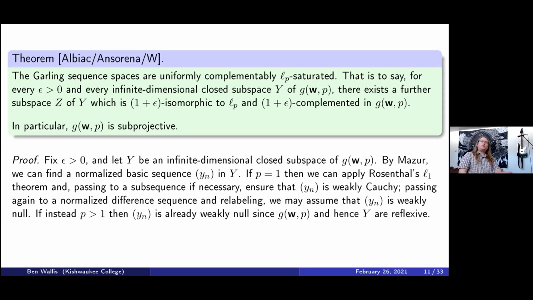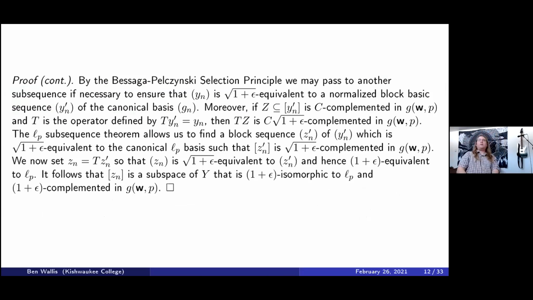In the case where p is greater than 1, well, we don't care because it's reflexive, so every basic sequence is automatically weakly null. So we get this weakly null sequence here. And so by Bessaga-Pelczynski, we can pass to some other subsequence to make sure that the y_n's are really, really close to a normalized block basic sequence, which we'll call y prime, of the canonical basis.